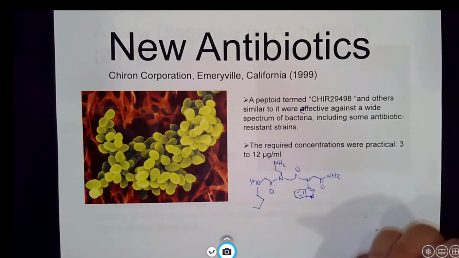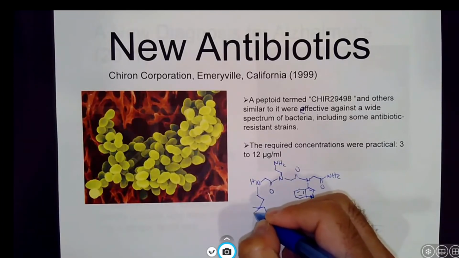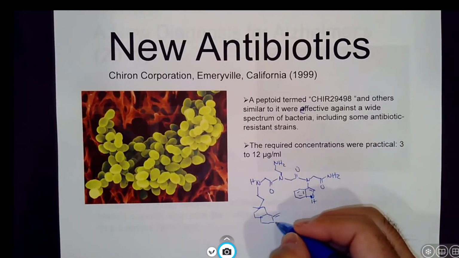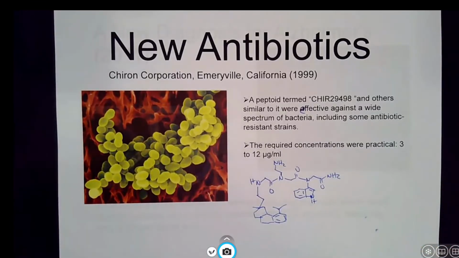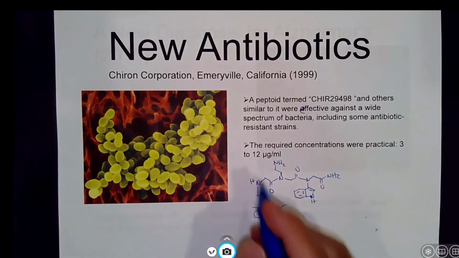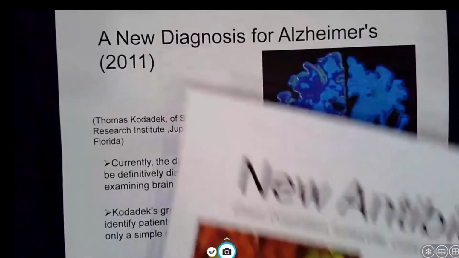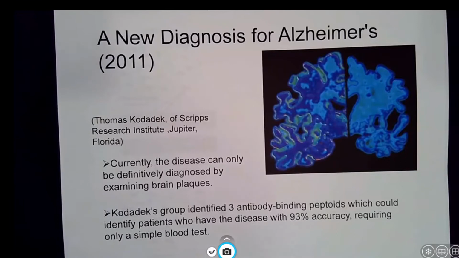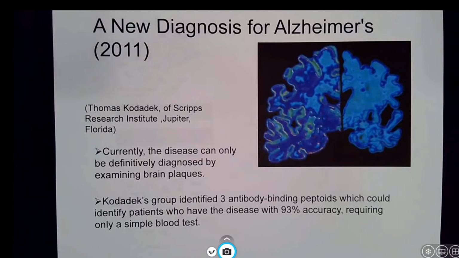And here we have this hydrophobic portion on this side. So that's what it looks like. This was very effective at fairly low concentrations. New antibiotics are of course important because antimicrobial resistance is an ongoing concern. Next, a new diagnosis for Alzheimer's disease.